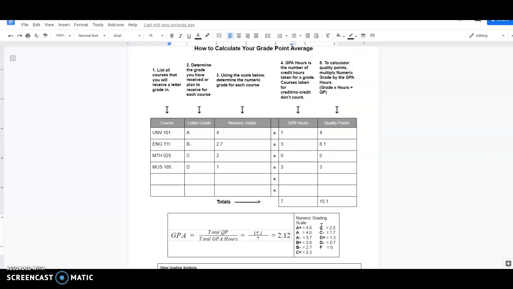Rule of thumb, try your hardest to get a 3.0 or above, all right? That is considered a good GPA. So shoot for that, and good luck.